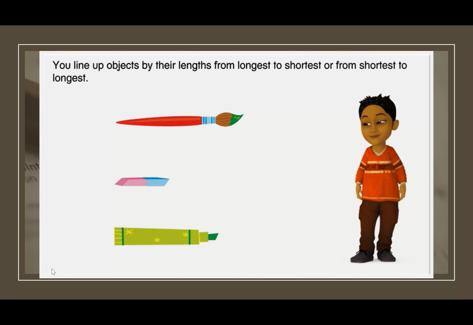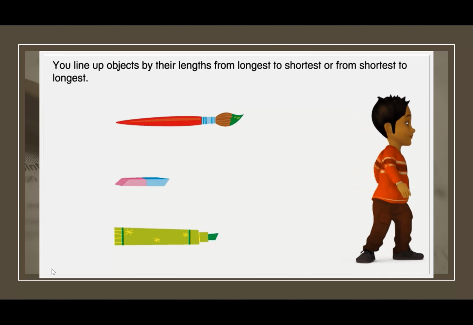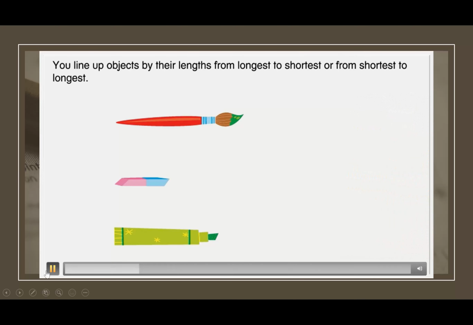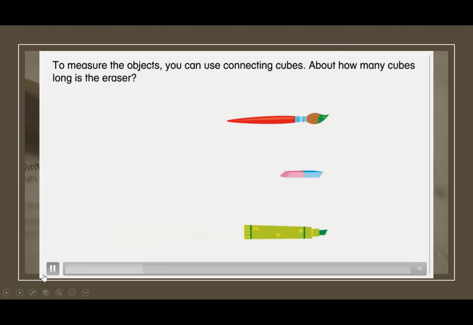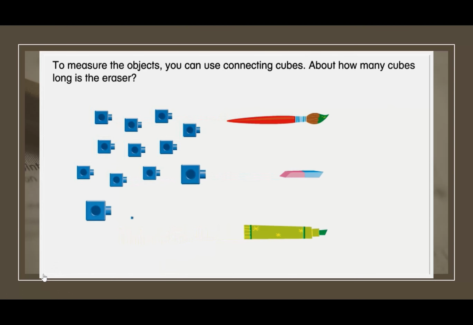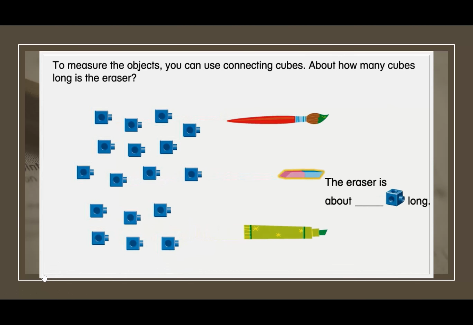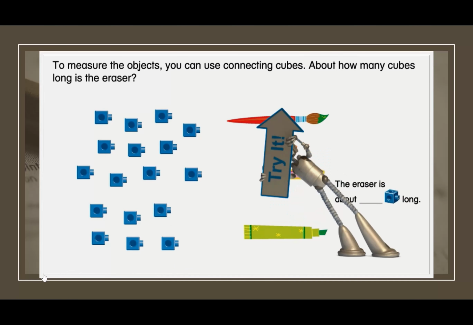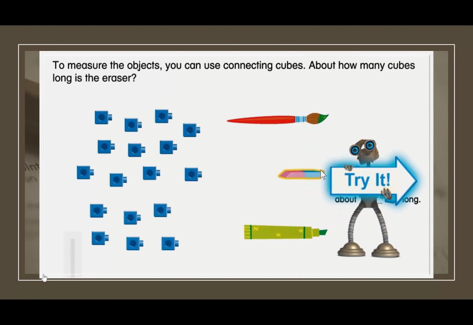You line up objects by their lengths, from longest to shortest, or from shortest to longest. To measure the objects, you can use connecting cubes. About how many cubes long is the eraser? Let's try it.